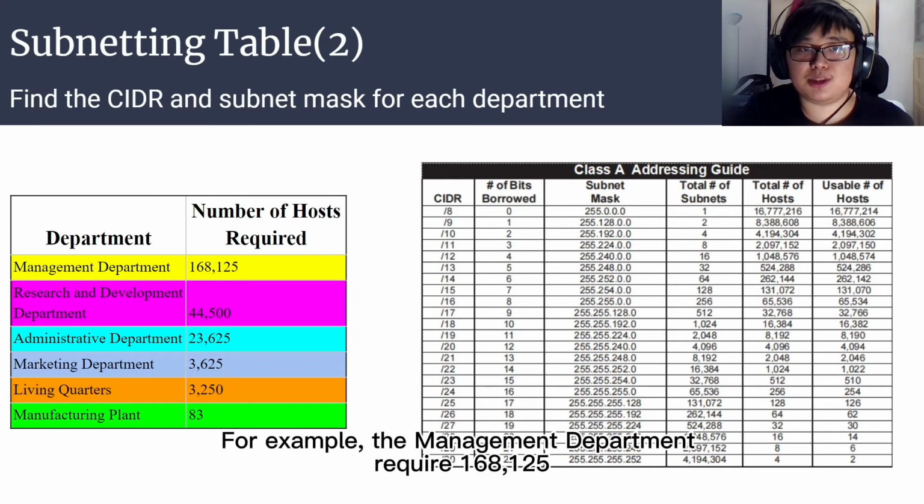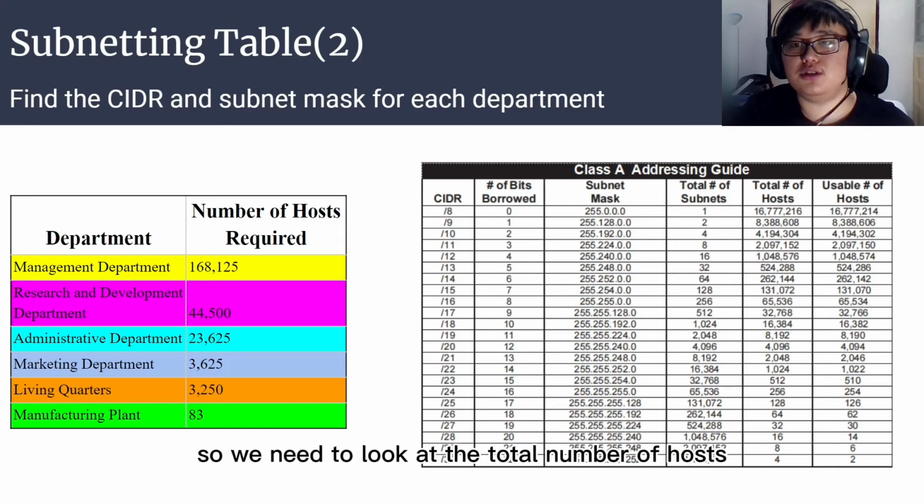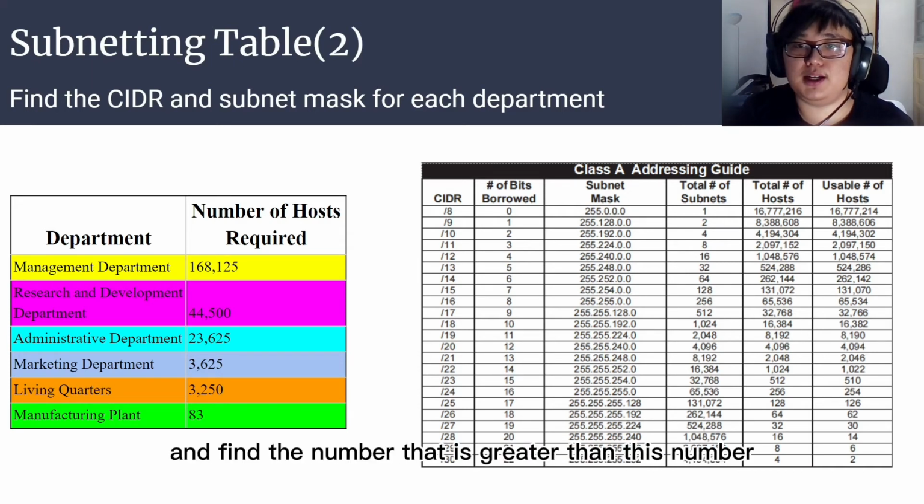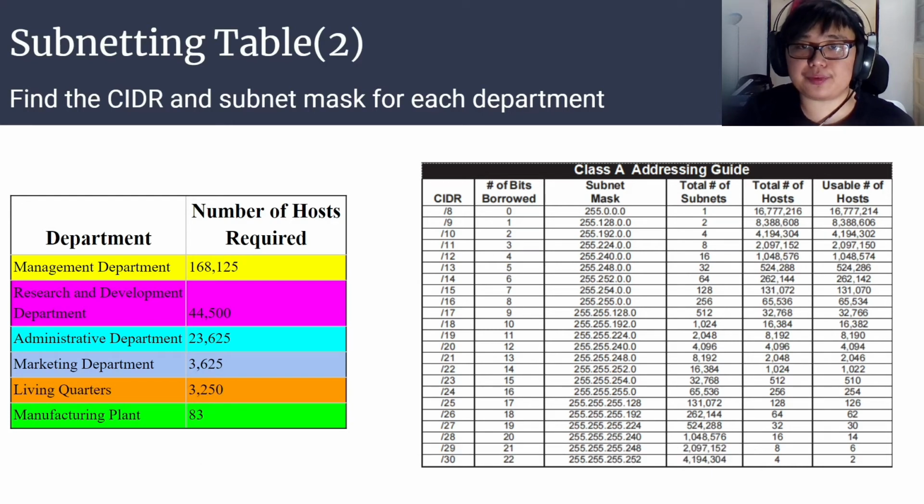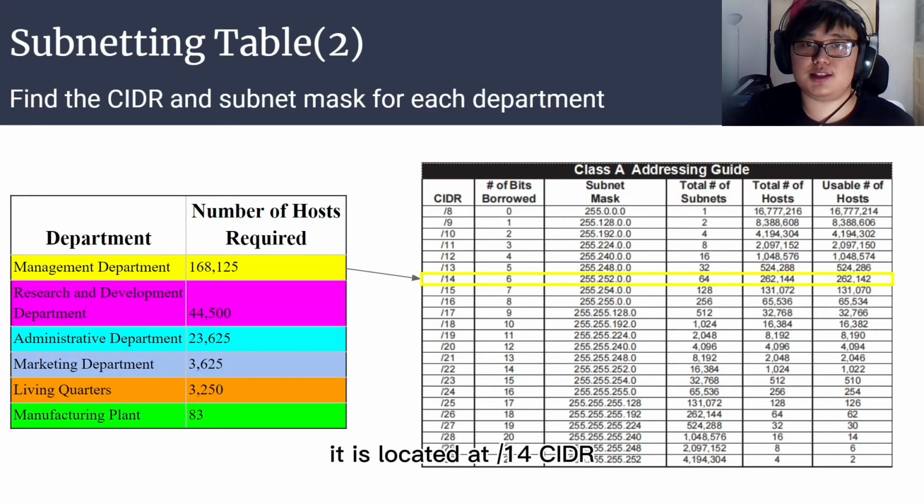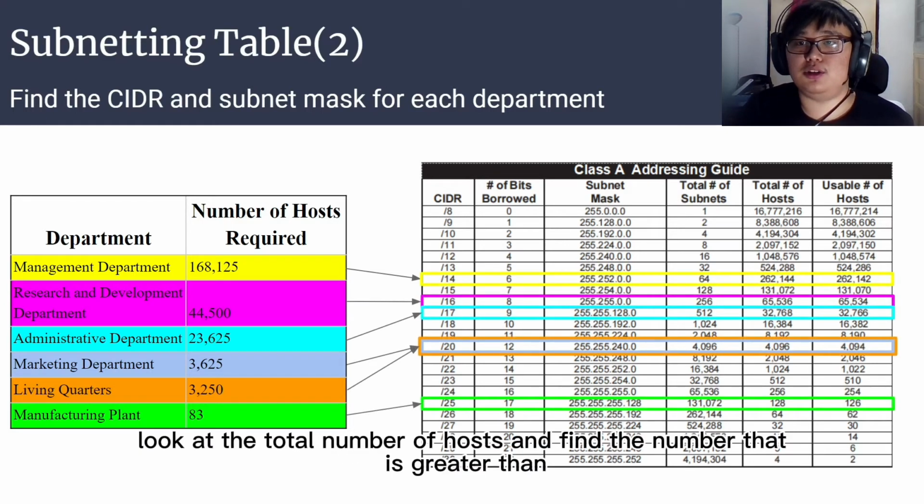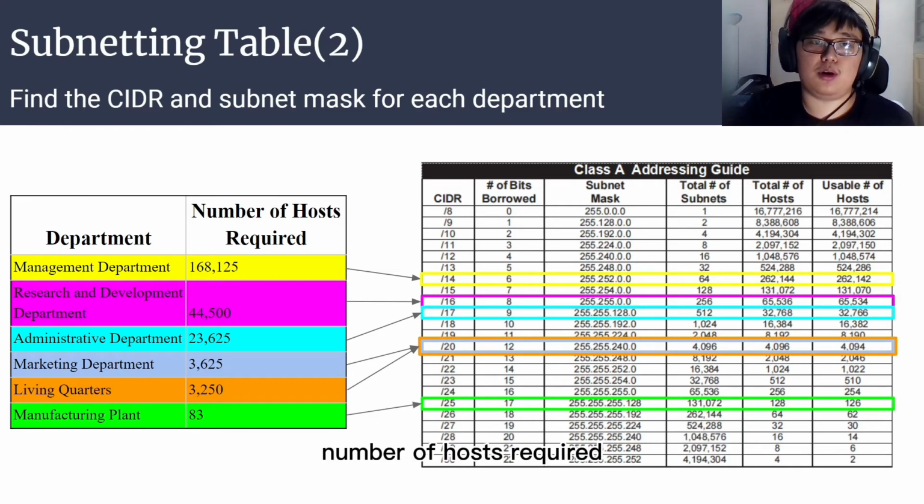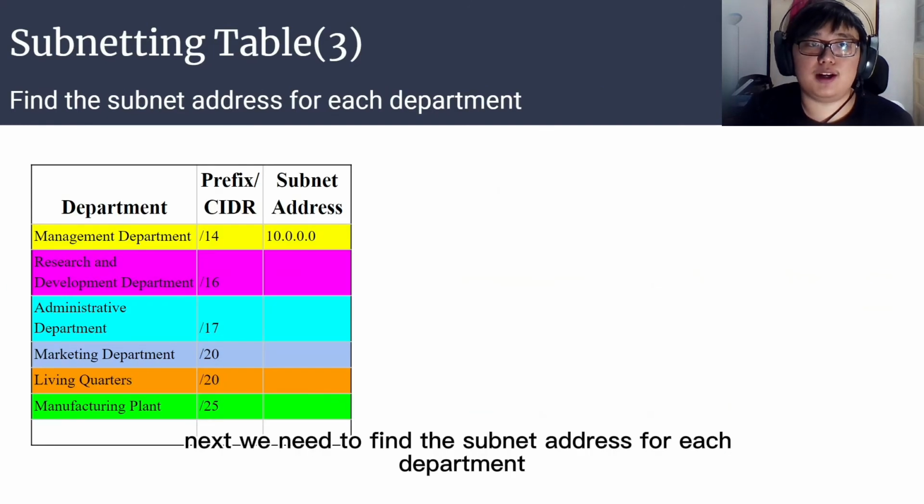For example, the management department requires 168,125 hosts, so we need to look at the total number of hosts and find the number that is greater than this number. And we can see that it is located at /14 CIDR. For the rest it is the same: look at the total number of hosts and find the number that is greater than the number of hosts required. And next, we need to find the subnet address for each department.